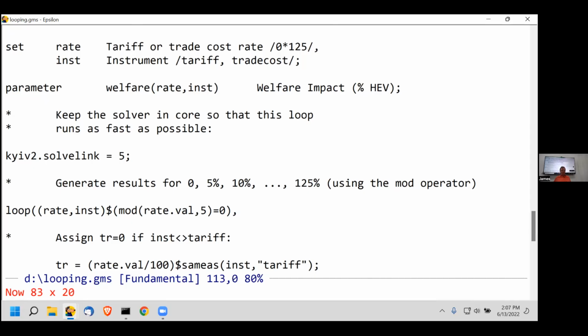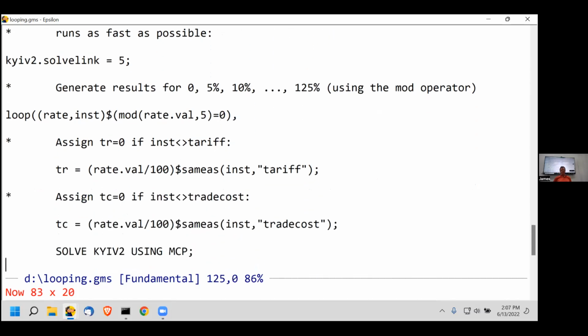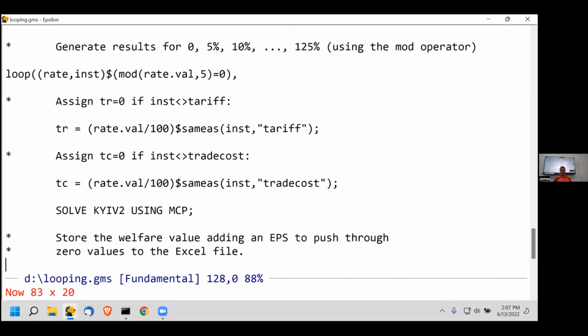This is the trick, Jim, that's come in since you've used GAMS much: solve link equals 5. Anytime you're solving over a loop, this tells GAMS to load the solver once in core and keep it there, and that will make it all run ultra fast. So anytime you have a loop, here's the way I would loop.